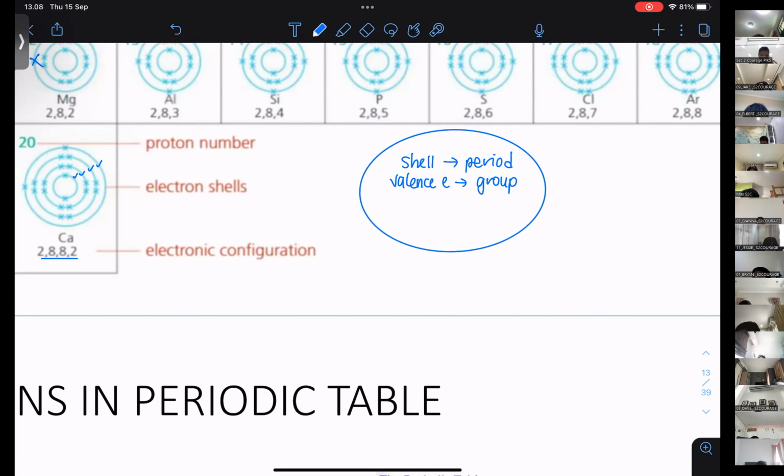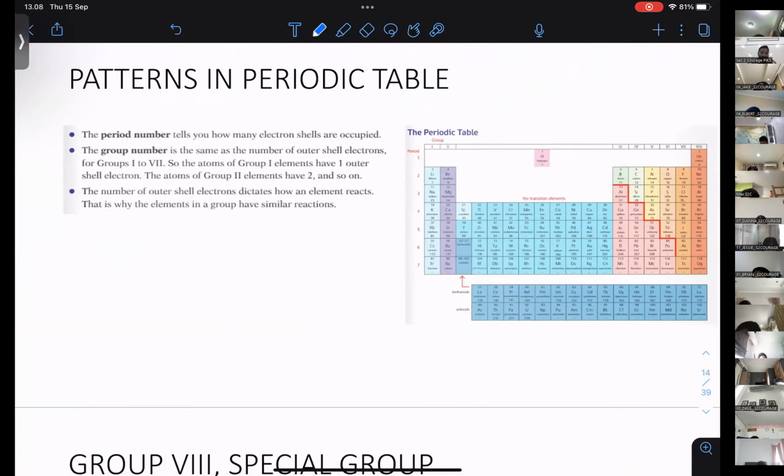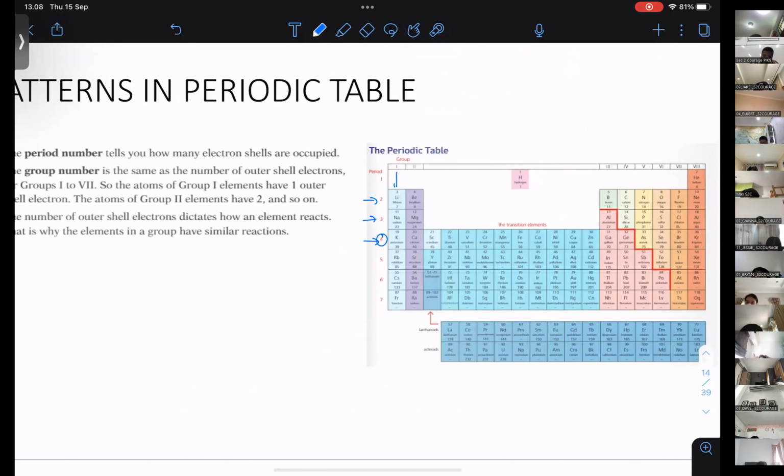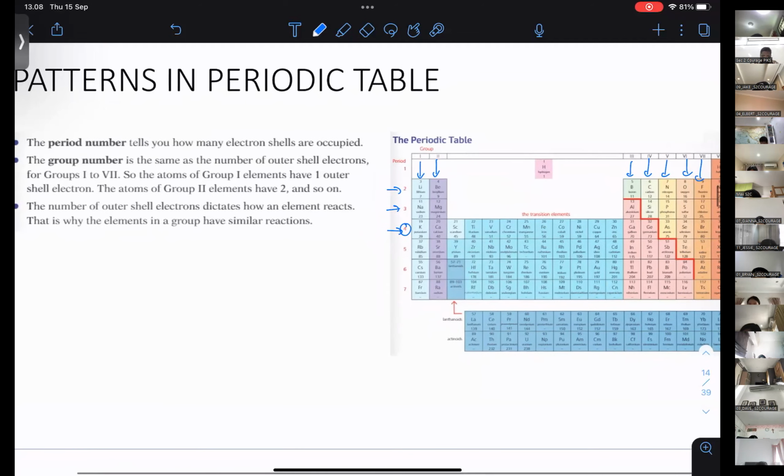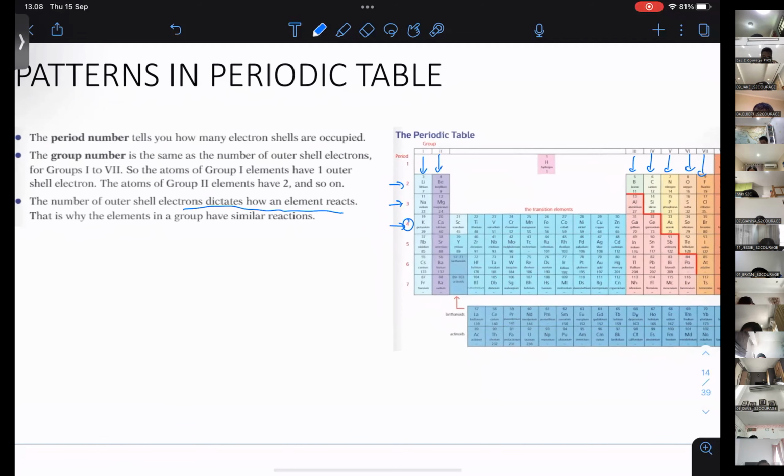Now let's look at the patterns in the periodic table. There are certain things that you need to know. The period number tells you how many electron shells are occupied, like what I said just now. If it is period number 4, there are a total of 4 shells. The group number is the number of outer shell electrons, and there are a total of 8 groups: 1, 2, 3, 4, 5, 6, 7, and 8. The number of outer shell electrons tells us how the element reacts.